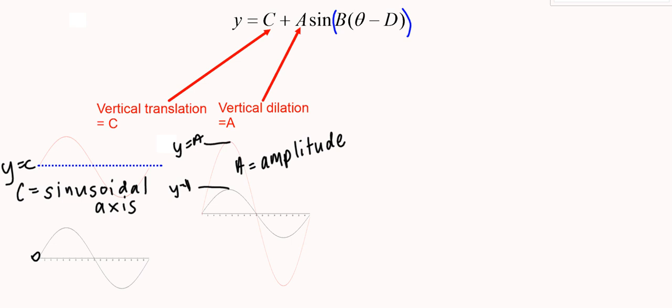So far, so good. This is pretty straightforward. Just like with all functions, the inside transformations are a little bit trickier to understand. Instead of starting with b, we're going to actually start with d. D, we can see it's inside the argument of the function. It's being subtracted. That should lead us to believe that this is going to be a horizontal translation, and that's what it is.